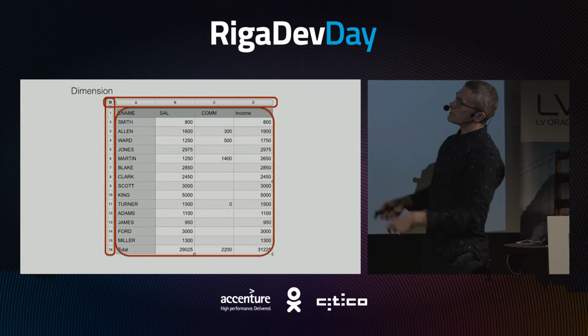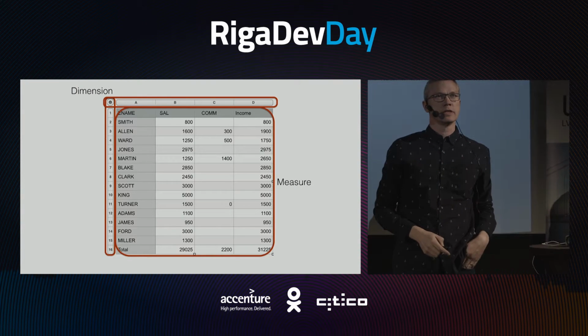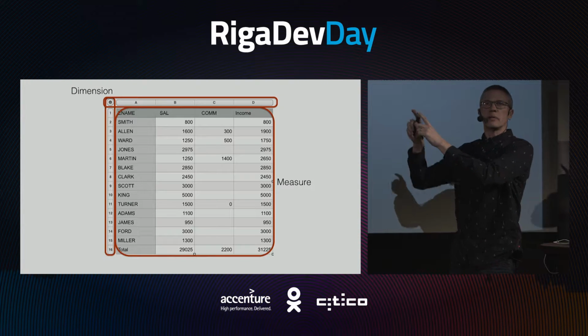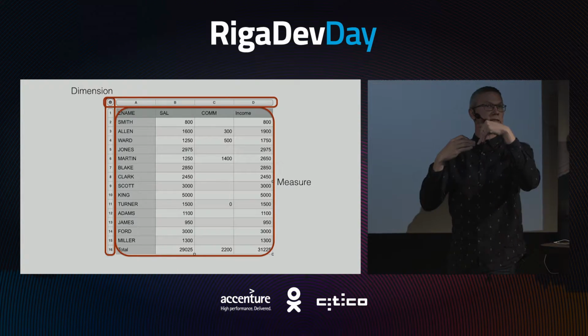Everything in the middle section, those are the measures. And these measures are the actual values that you're going to be manipulating. You cannot manipulate a dimension, because that's the way to identify the cell.